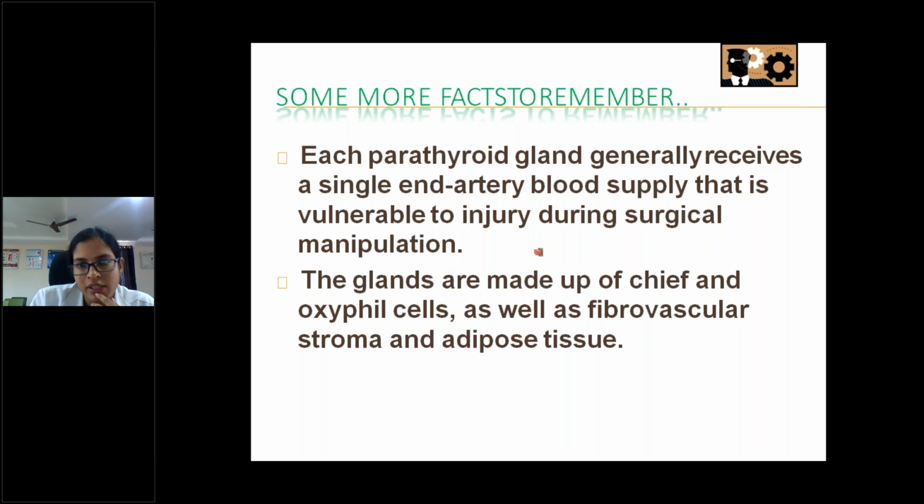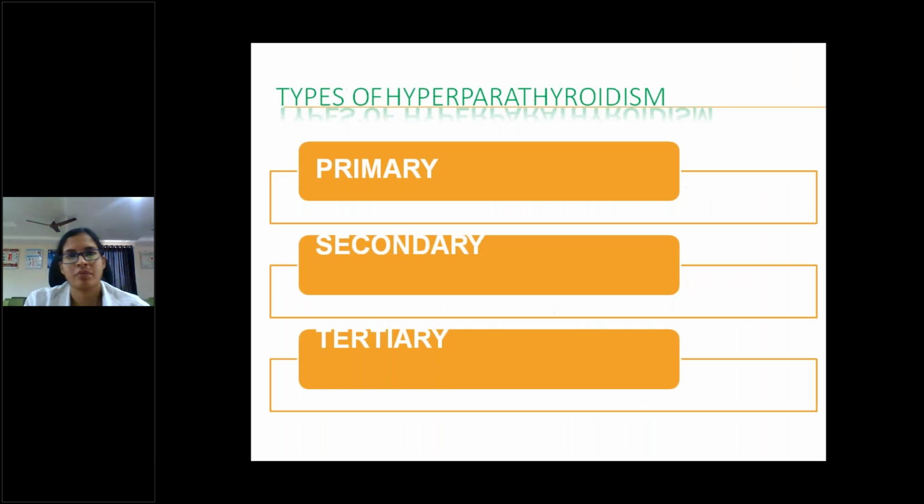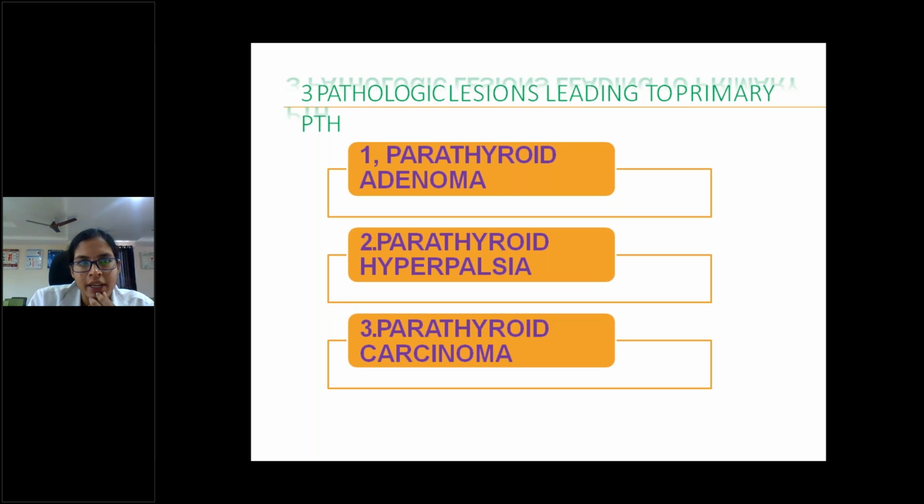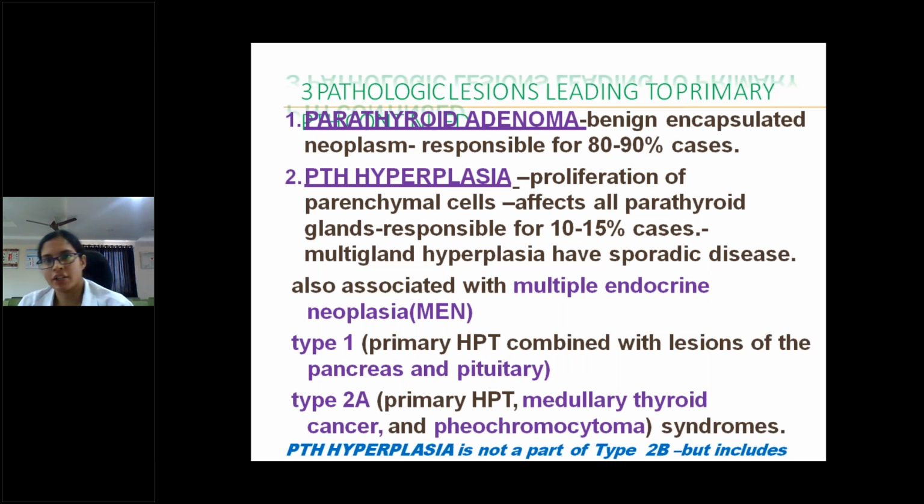Cells are made of oxyphil cells, fibrous stroma, and adipose tissue. Hyperparathyroidism: primary, secondary, and tertiary. Primary causes are parathyroid adenoma, parathyroid hyperplasia, and parathyroid carcinoma. Adenoma is a benign encapsulated neoplasm responsible for 80 to 90%, the most common cause of hyperparathyroidism. Parathyroid hyperplasia affects all parathyroid glands, responsible for 10 to 15% of cases. Multiple gland hyperplasia can be sporadic disease, and is also associated with multiple endocrine neoplasia type 1 and type 2A.